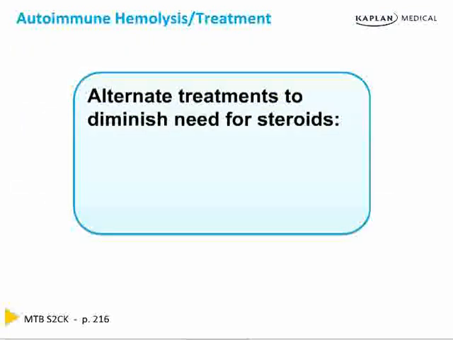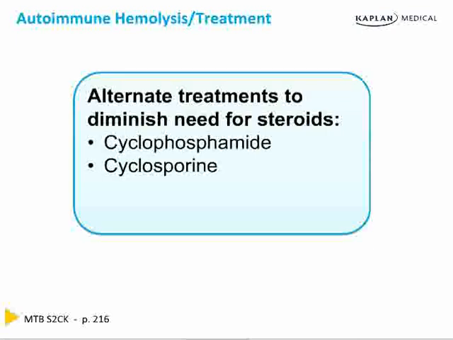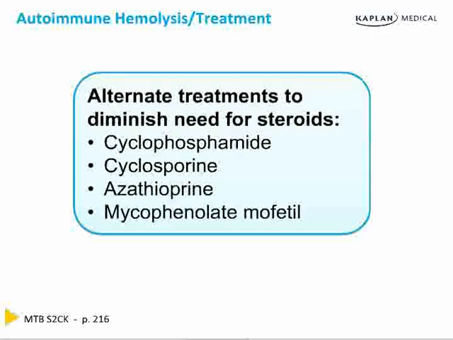Steroids in the long term can be deforming, so we need alternate treatments for that steroid. Cyclophosphamide calms down that immune system. Cyclosporin gets rid of those T cells. Azathioprine, 6-mercaptopurine, and mycophenolate mofetil all help control that immune system.